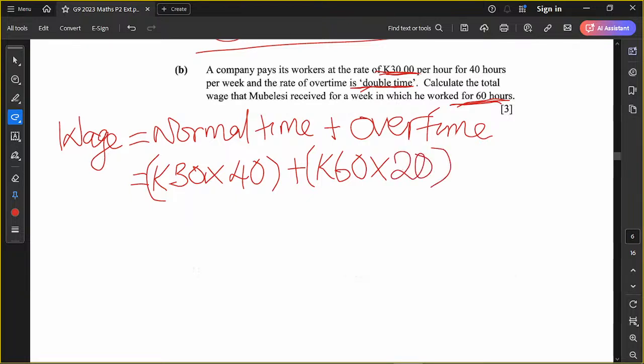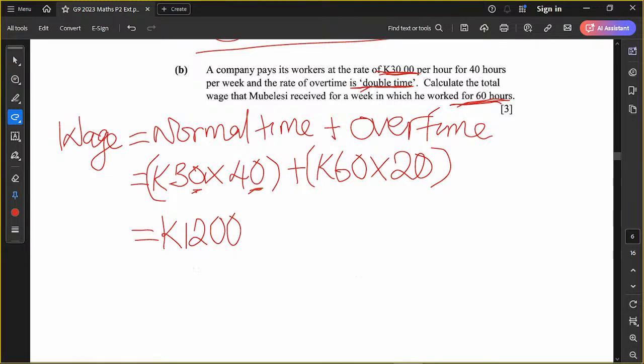All right, so we say 30 kwacha times 40. Ignore the zeros first, these two zeros. Then we multiply 3 by 4, which gives us 12. So we write 12. Now the zeros we ignored, they are 2, so we add 2 zeros to the answer. So in normal time, every worker who works for 40 hours gets 1,200.